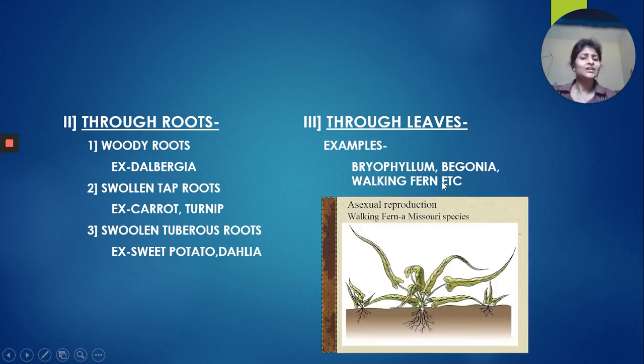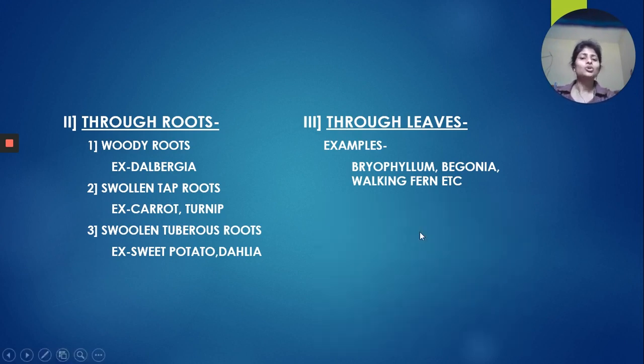What is the interesting part in this portion? That is walking fern. In walking fern, the terminal tip of the leaf, when it touches the ground, can form a new plant. So these are the natural methods of vegetative propagation in plants through the help of stems, through the help of roots, and through the help of leaves.